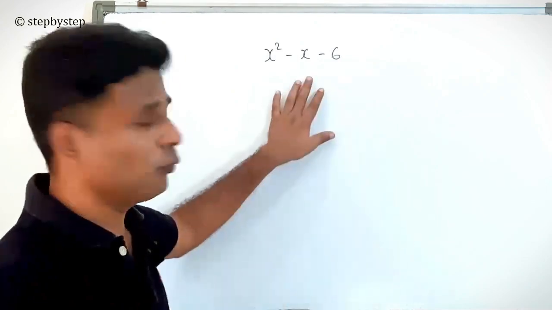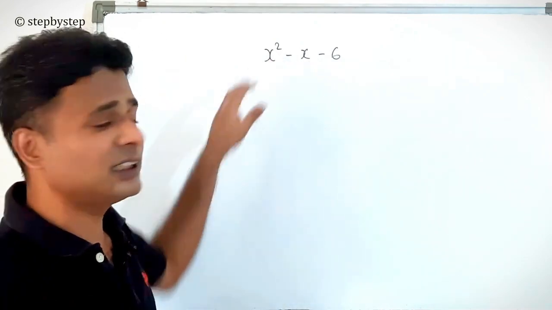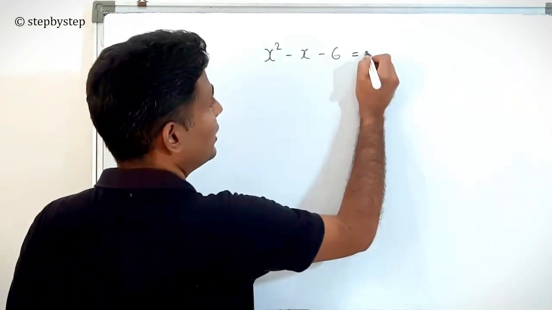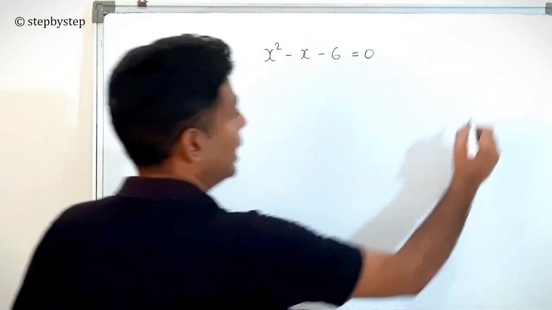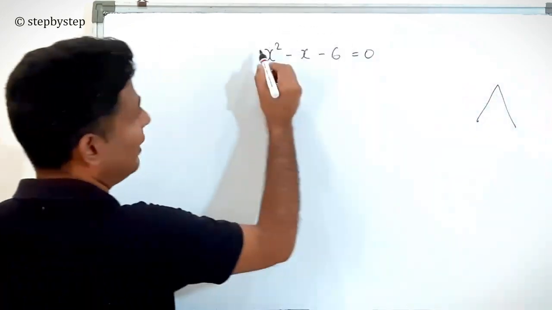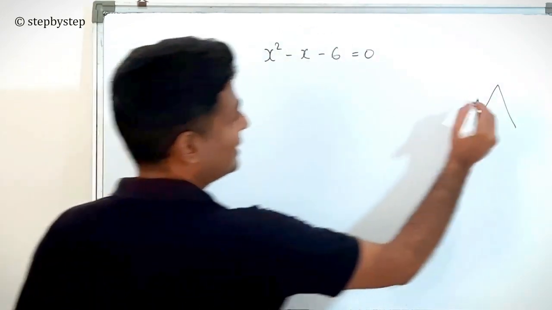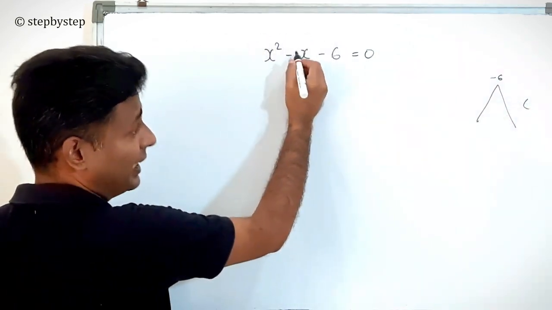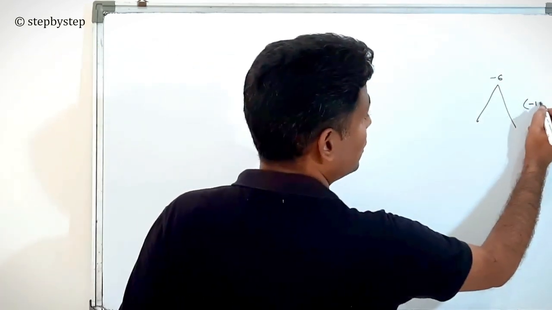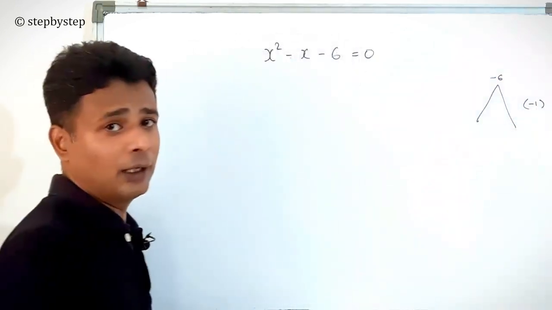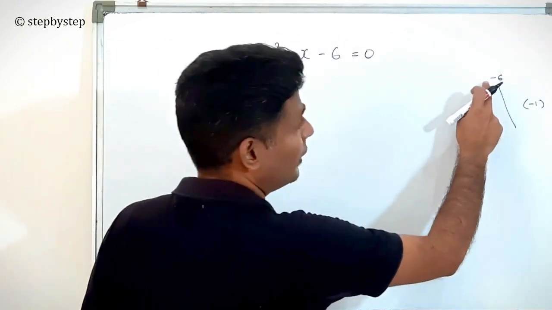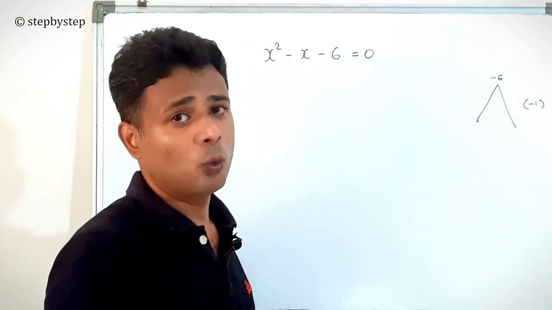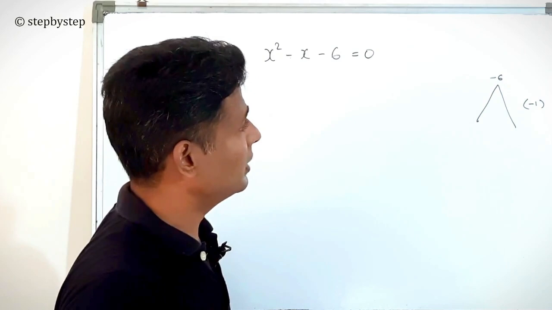Alright guys, we'll try one more equation. Again the highest power is 2, which means there are two zeros. So I'll put this equal to 0. Now what should we get when we multiply? First term is 1, 1 into minus 6, minus 6, and the middle term is minus x, which means minus 1x, which means when you add you should get minus 1. Now can you think of two numbers which when you multiply you get minus 6, when you add you should get minus 1? So what are the two numbers you can think of?